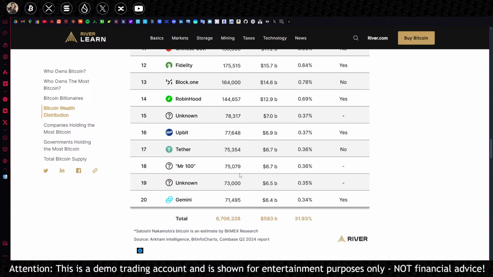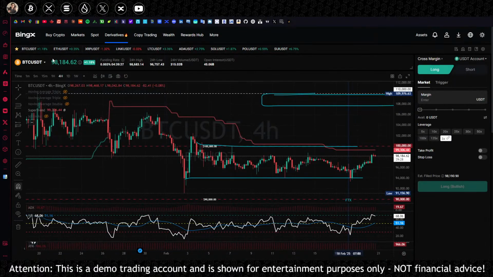Okay, it's not too crazy, but I would say maybe the top 50 if GameStop purchases $4 billion. Because you got number 20 Gemini, 71,000 bitcoins at 6.4 billion. GameStop would have 48,000 bitcoins, which, to give you an idea, is about the amount of bitcoins that Germany had, about 50,000 bitcoins, when they were selling practically every day back in, what was it?